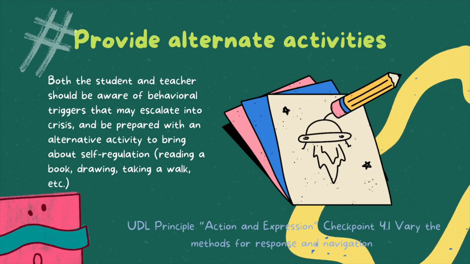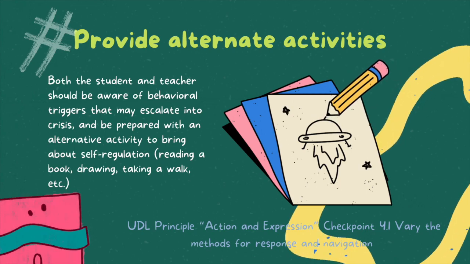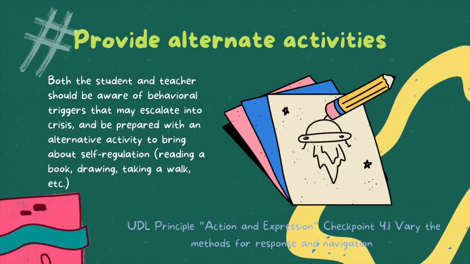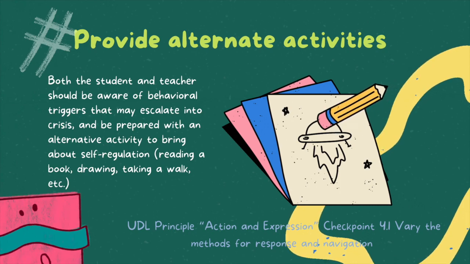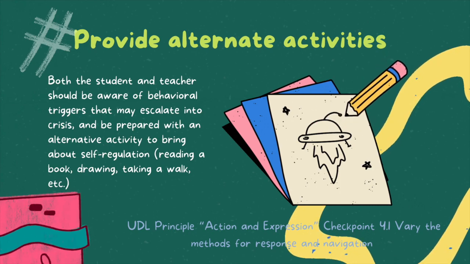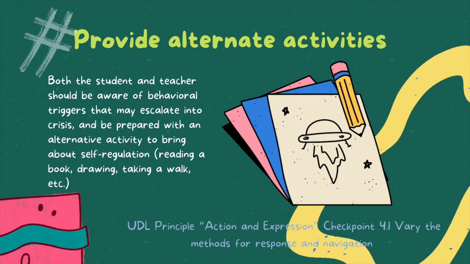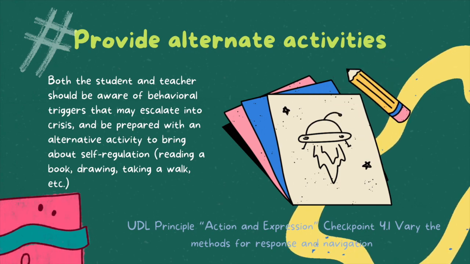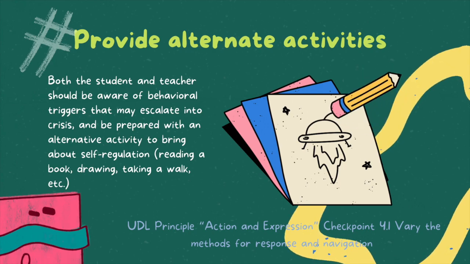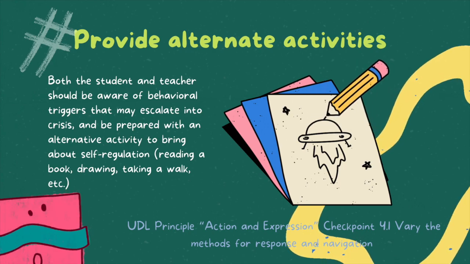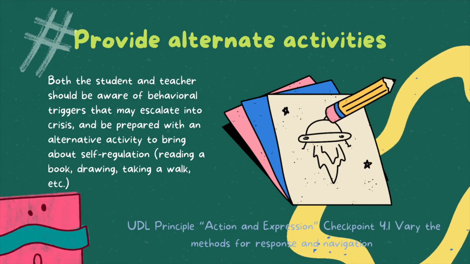Providing alternate activities. Both the student and the teacher should be aware of specific behavioral triggers that may escalate into crisis in the future and be prepared with an alternate activity to bring about self-regulation. So this could be reading a book or drawing or taking a walk. And this would fall under UDL Principal Action and Expression, Checkpoint 4.1, vary the methods for response and navigation.